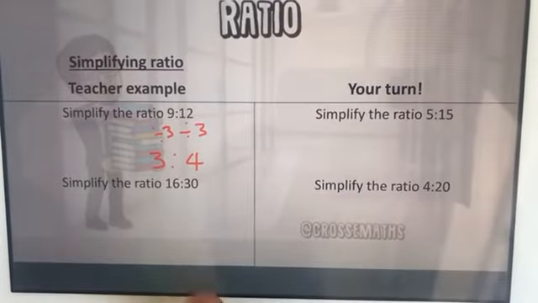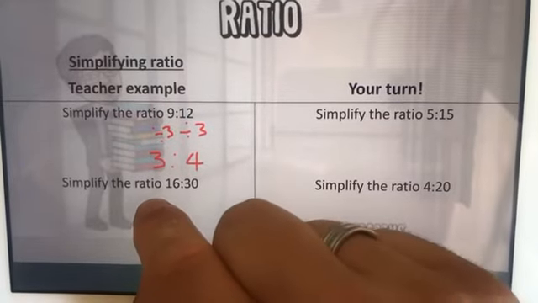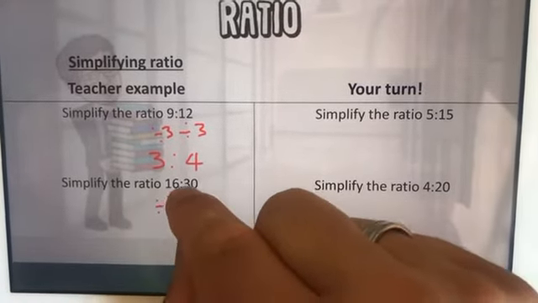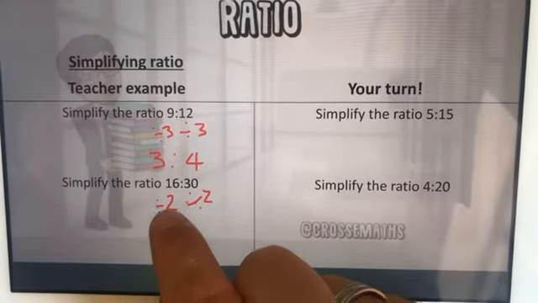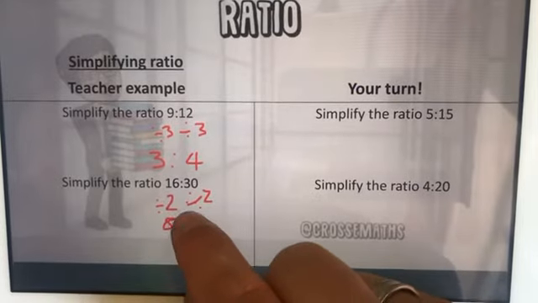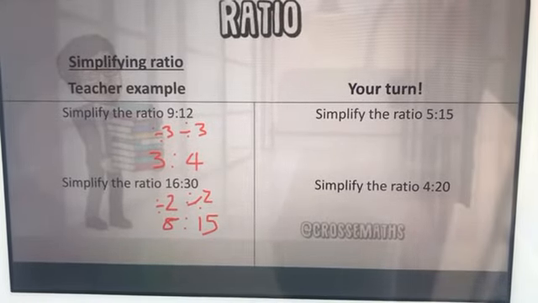Similar thing down the bottom. Okay, 16 to 30. Again, does this divide by 2? Yes. So if it divides by 2, always divide by 2 first, because that's the simplest one. Okay, 16 divided by 2 is 8. 30 divided by 2 is 15. Does 8 divide by 2? Yes, 15 doesn't. Does 8 divide by 3? No, but 15 does. Can't divide them by 5, can't divide them by 7. 8 to 15 is as small as it'll possibly get. It won't get any smaller than that.